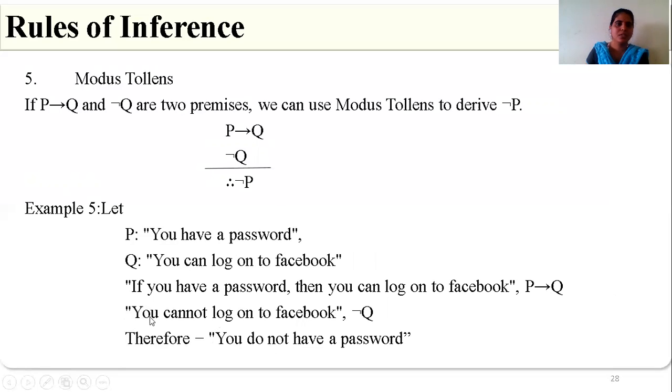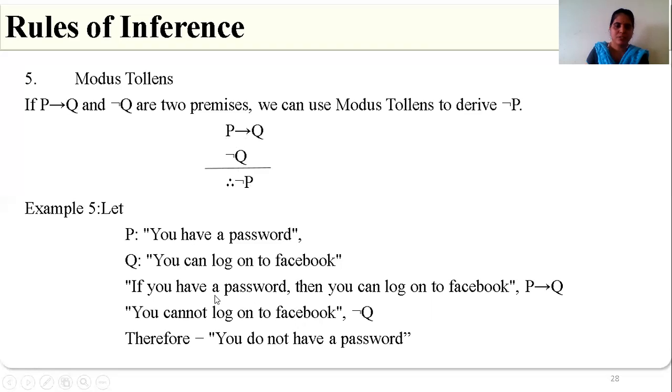So the fifth rule is the modus tollens rule. According to this, if P implies Q and negation of Q are the two premises, then modus tollens is used to derive negation of P. This is the rule of modus tollens: P implies Q, negation of Q, therefore negation of P.